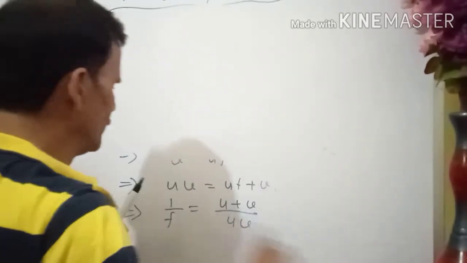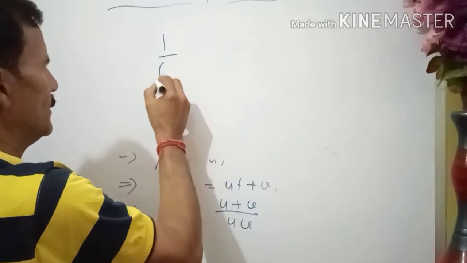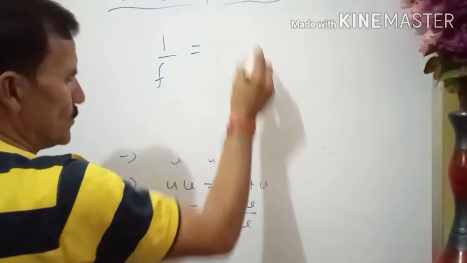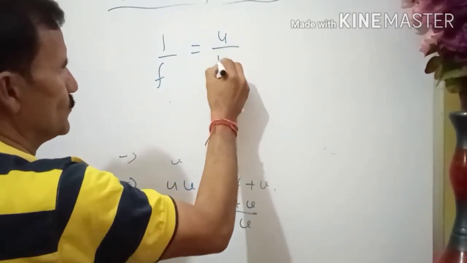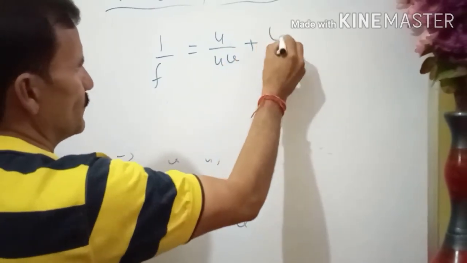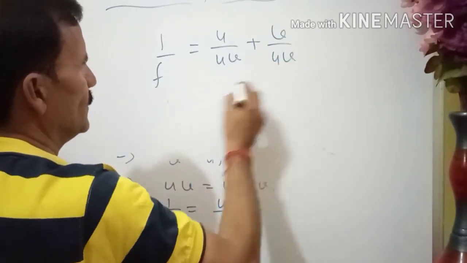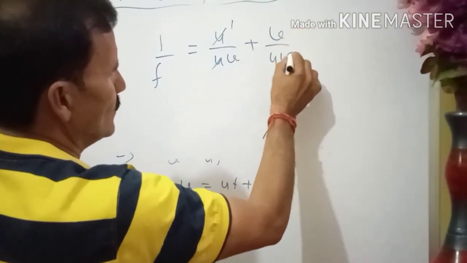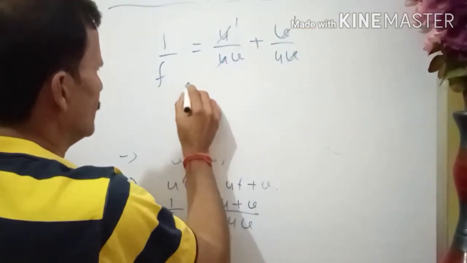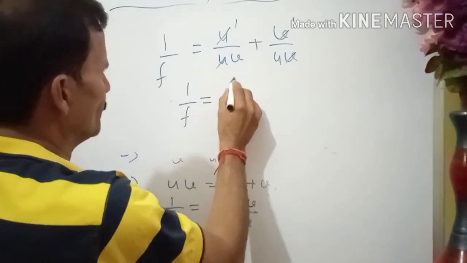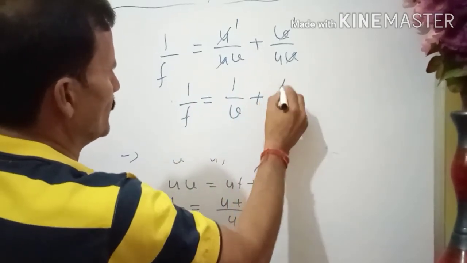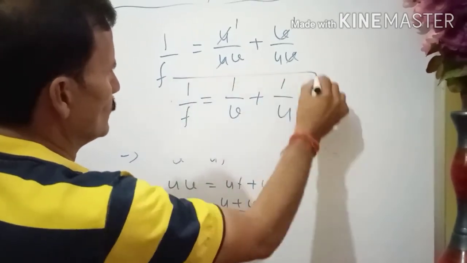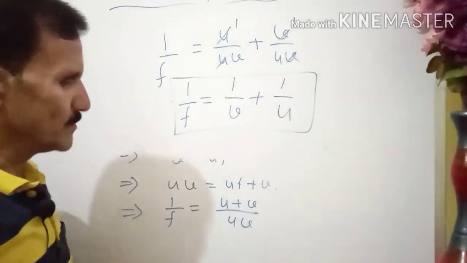Now when you divide, 1 upon F equal to U upon UV plus V upon UV. U will be cancelled here, so you get 1 upon V, and V will be cancelled, so you get 1 upon U. So 1 upon F equal to 1 upon V plus 1 upon U. This is called the mirror formula.